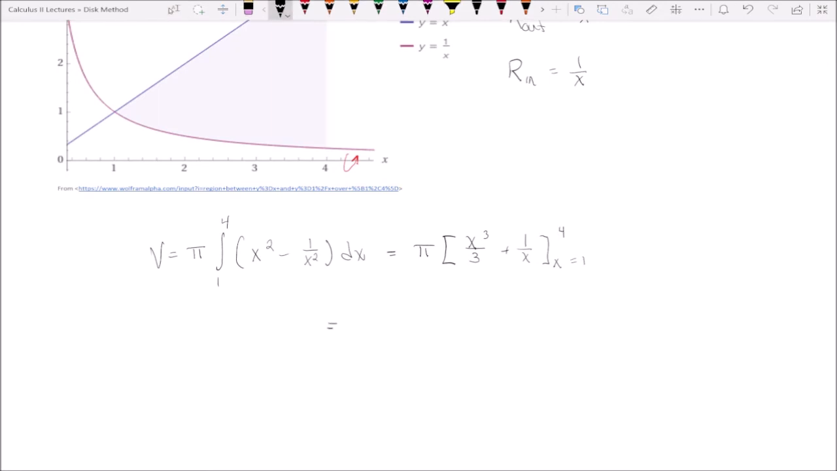Let's go ahead and evaluate this. We're going to have 64 over 3. There should be a pi on the outside. Plus a quarter, minus a third, minus 1. And what we should wind up with after everything's simplified is 81 pi over 4.